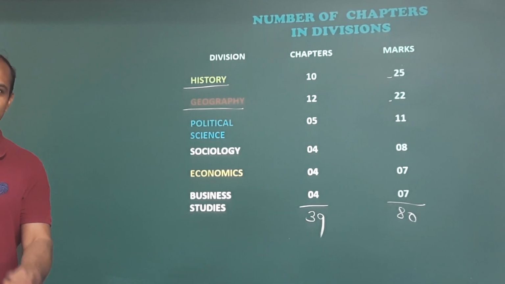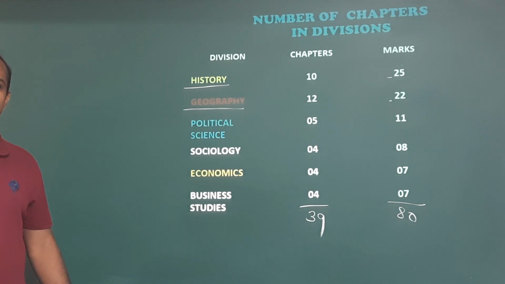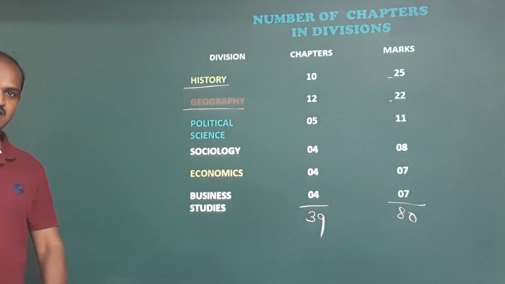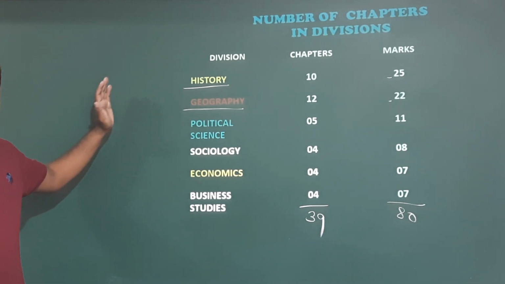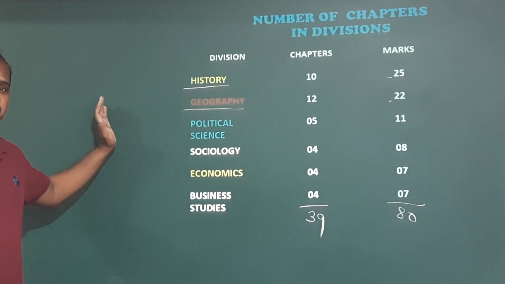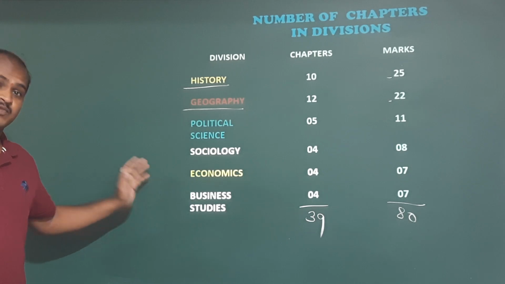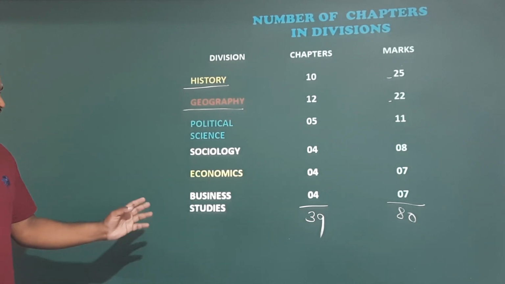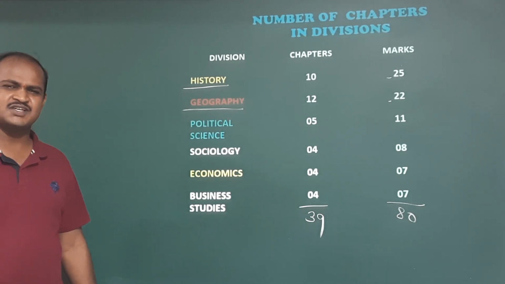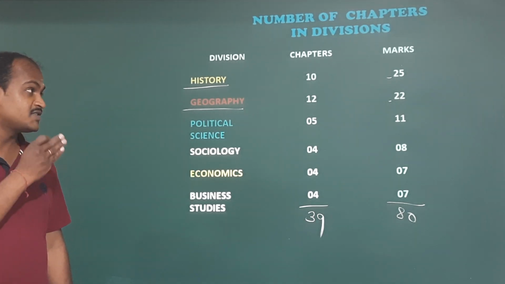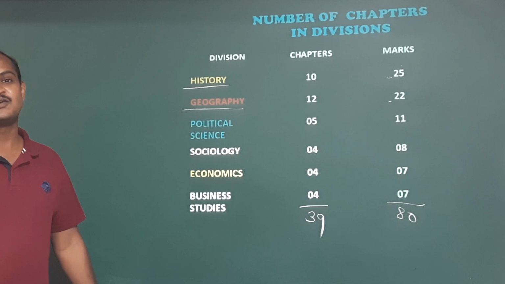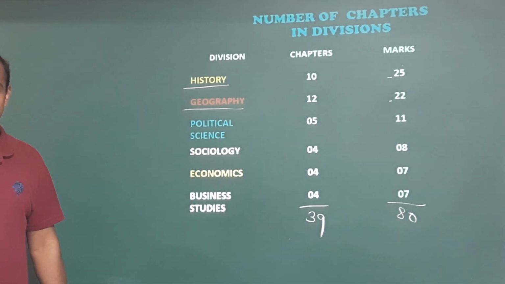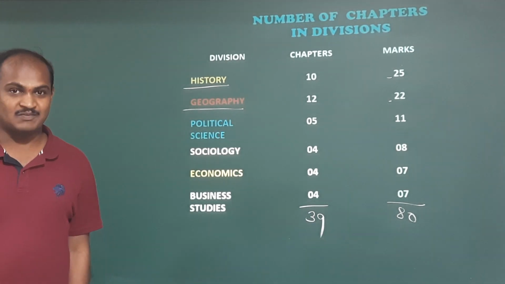For Karnataka students, some students are expecting an explanation in Kannada also, so for this I am saying: history and geography have more importance, give them more focus, and the remaining subjects should also be studied. Political science, sociology, economics, and business studies are necessary, but give more importance to history and geography, because these two will carry 47 marks. You should keep this in mind.